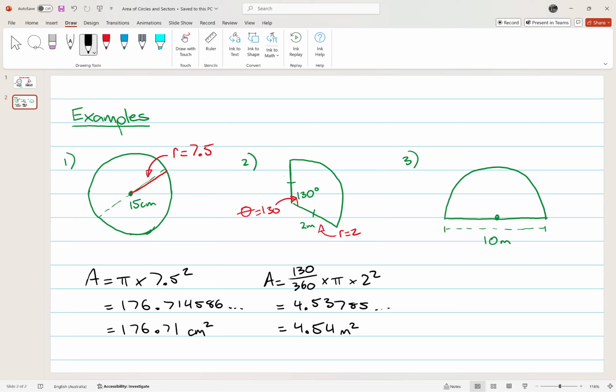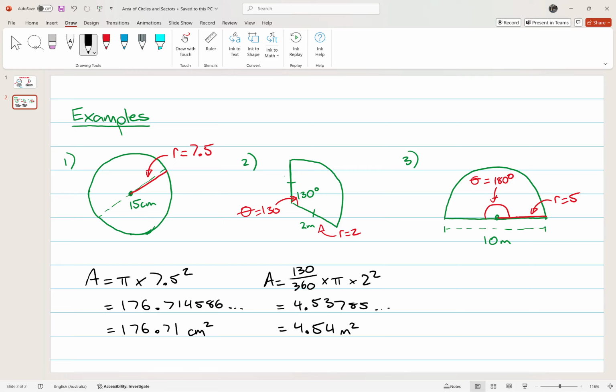Lastly, looking at this one, this is a semicircle. First of all, we note that we're given the diameter as the distance the whole way across, so that means my radius is equal to 5. Now, there are two ways of approaching this. I could visualize the whole circle, find its area, and then just halve it at the end, and that would work. Or we can treat this as a sector where this is a straight line. Because it's a straight line, we know that this angle here would be 180 degrees, and that's what my theta would be.